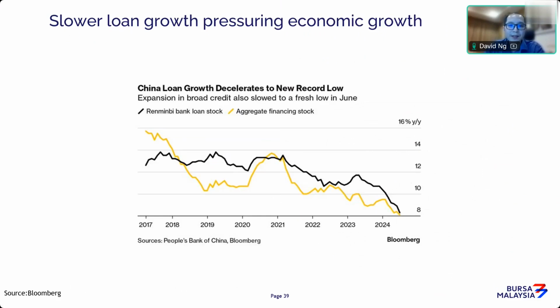Now, loan growth, again, this is all reflecting the property crisis. As long as people don't have the confidence to spend because house prices are coming down, therefore they are not going to take more loans as well. So generally, when you have slow loan growth, your economy again will not do well. Now, these are all important parameters to look at.